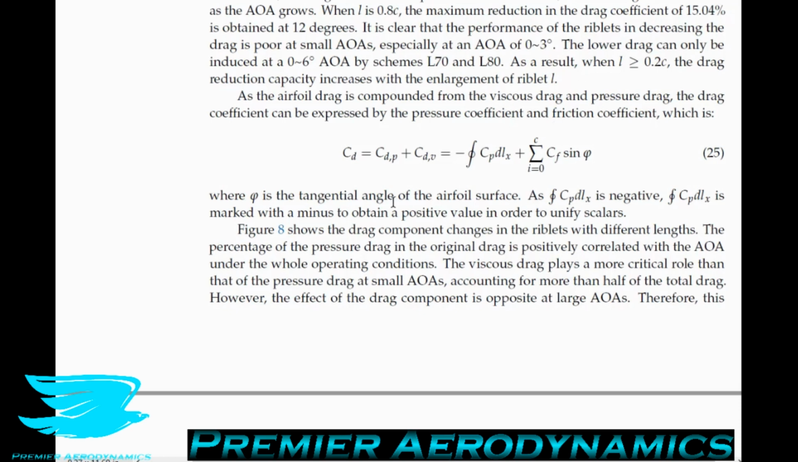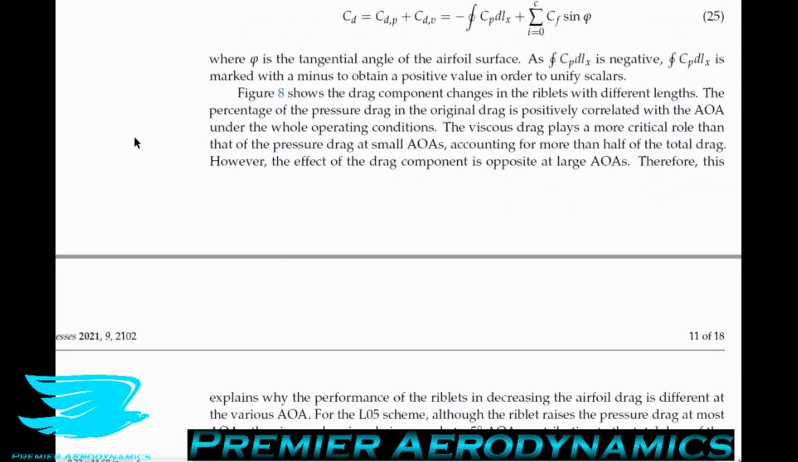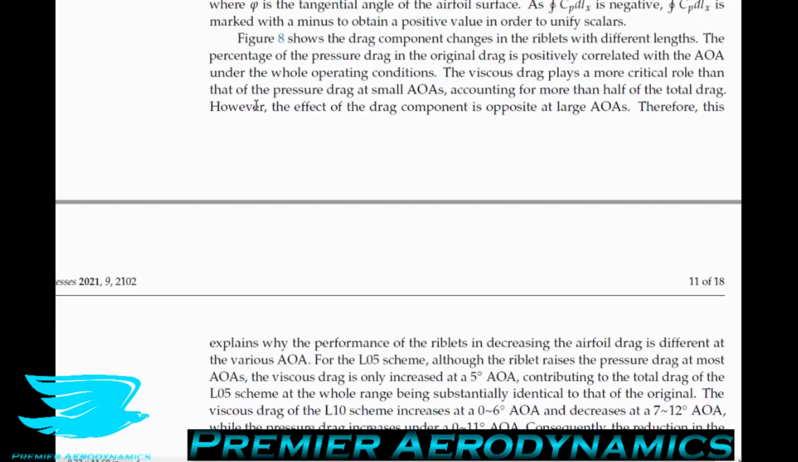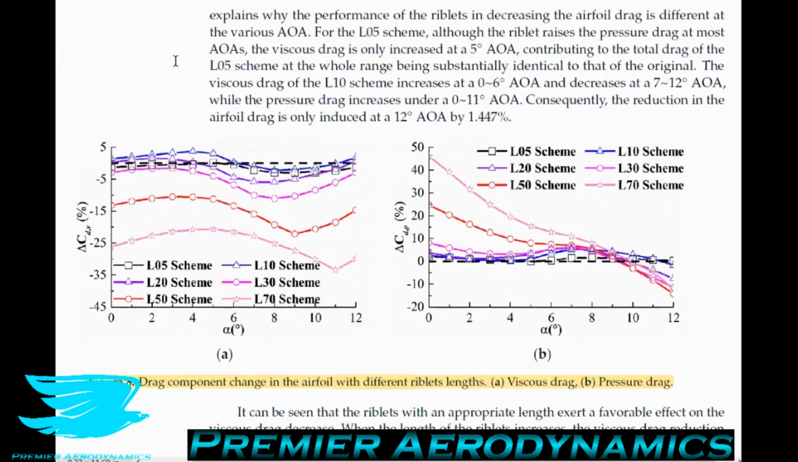So it's quite easy to calculate once you understand it, and the induced drag is somewhat easy as well. But this means that we can decompose the drag coefficient into its components, so we can analyze both of these components to understand why riblets, or any other flow control device, is having the effect that it's having on the drag coefficient of your airfoil or any other object. So let's move to figure 8, which shows the drag component changes in the riblets with different lengths. This is what I was talking about, where you can break up the drag into the viscous part and the pressure part and look at how these riblets are affecting each one and what the overall result is.